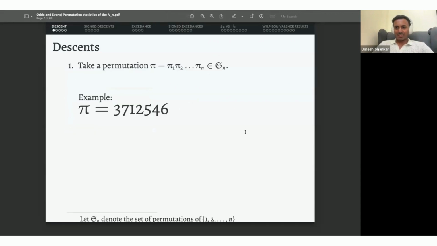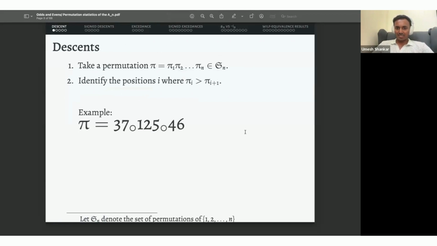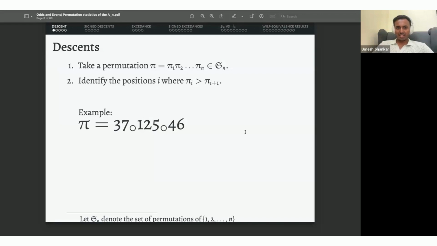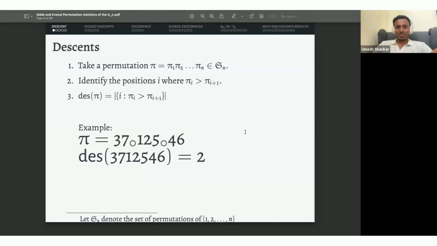I want to start by defining what are descents. Let's take a permutation pi_1, pi_2 up till pi_n, written in one-line notation. This is an example. Identify the positions i where pi(i) is strictly greater than pi(i+1). In our permutation, this will be 7 and 1, 5 and 4. So the places between them will be our descent positions. You just count the number of such positions. That will be called the descent number of a permutation. So in this case, it will be 2.